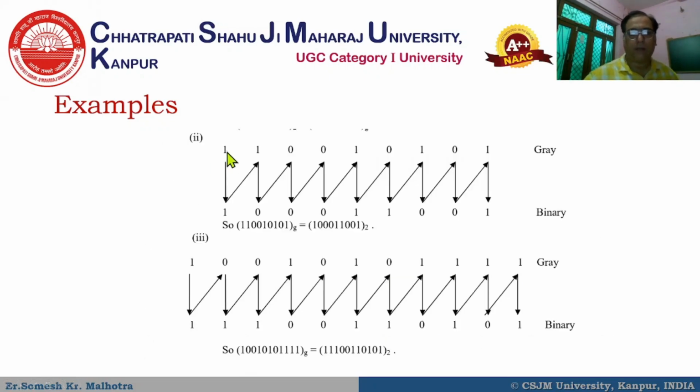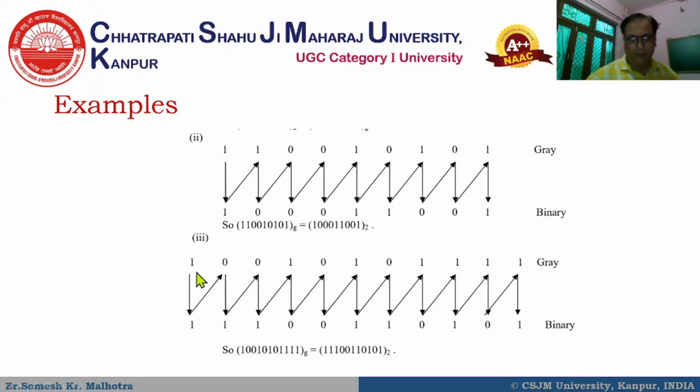Similarly, for the next example, I'm copying this MSB down. Now I'm XORing it with the next gray code bit. 1 XOR 1 is 0, 0 XOR 0 is 0, 0 XOR 0 is 0, 0 XOR 1 is 1, 1 XOR 0 is 1, 1 XOR 1 is 0, 0 XOR 0 is 0, 0 XOR 1 is 1.